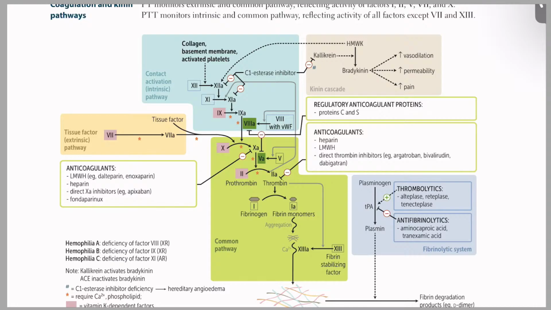Inhibited by C1 esterase inhibitor. That in turn inhibits kallikrein. HMWK leads to bradykinin, the kinin cascade. It increases vasodilation, increases permeability, and increases pain.